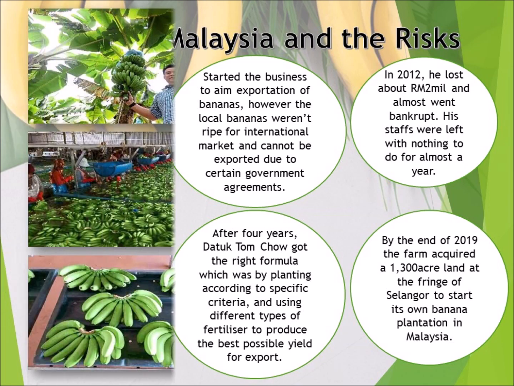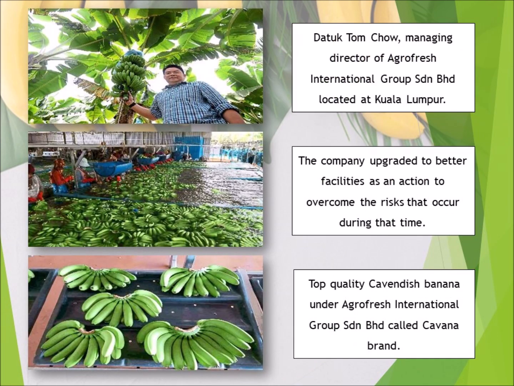Here is a picture of Datuk Tom Chow, the Managing Director of Agrofresh International Group Sdn Bhd. The second diagram shows the upgraded facilities as an action to overcome the risks that occurred during that time. And the third picture is the company's top quality Cavendish banana called the Caverna brand.